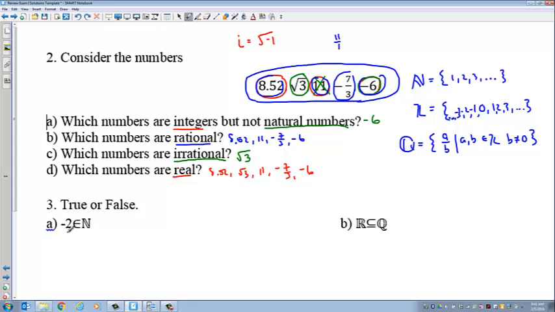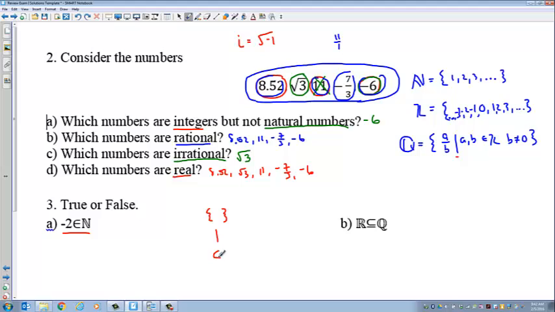All right, let's look at this next one, true or false. This says negative 2. And remember this symbol. We had these symbols here, the set notation with curly brackets. I wrote this down up here. We had that bar, which means such that. I give an example right here.